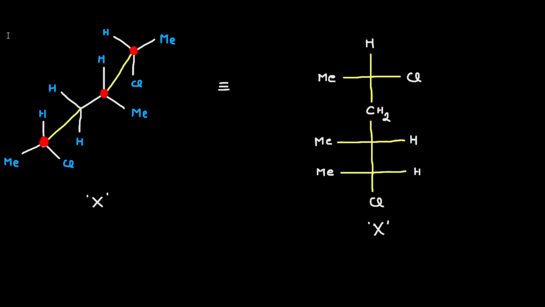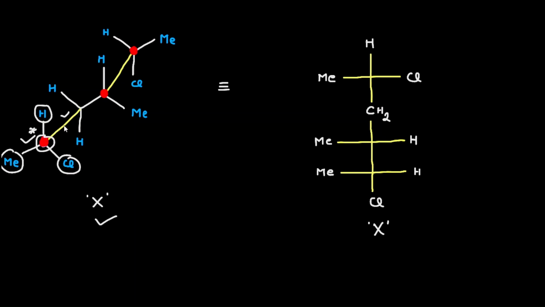Now, coming on to the three-dimensional formula, as you can see on your screen, the sawhorse projection. If you try to watch for the chiral center, then the first carbon you encounter in front of you, you find that this particular carbon is attached with four different groups: hydrogen, methyl, chlorine, and the fourth group, as you can see, is completely different. So all four groups are different. So this particular carbon is a chiral carbon.